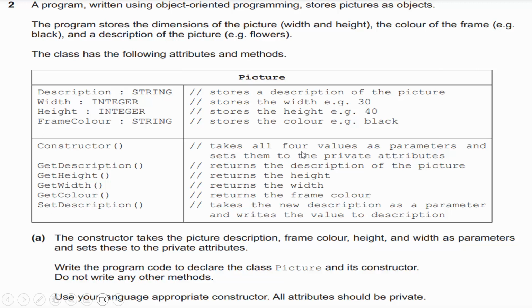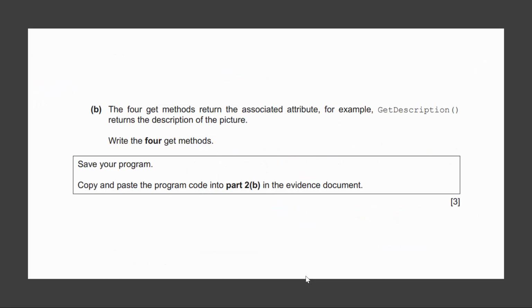Here you can see that all 4 values are taken as parameters. That is the description, width, height, frame color. We have 4 get methods here, which return one of these properties or attributes, and then we have a set method. So the constructor takes the picture description, all the attributes as parameters, write the program code to declare the class picture and its constructor. Do not write any other methods. When we look at part B, it says the 4 get methods return the associated attribute, get description, write the 4 get methods. So we're going to handle A and B right now.